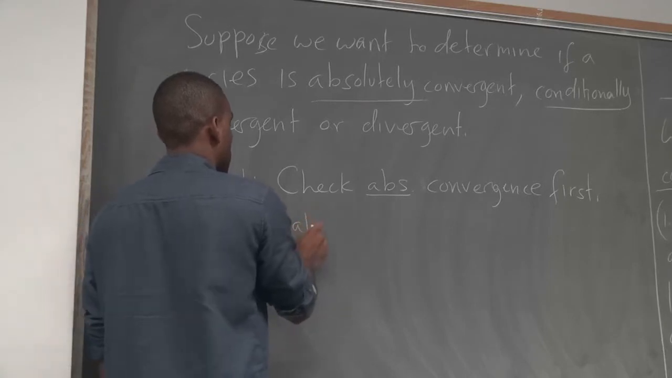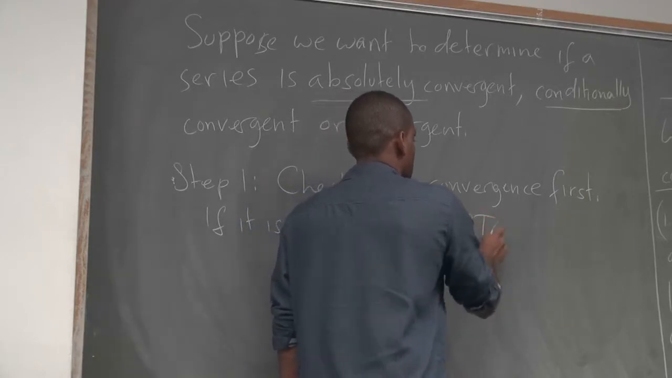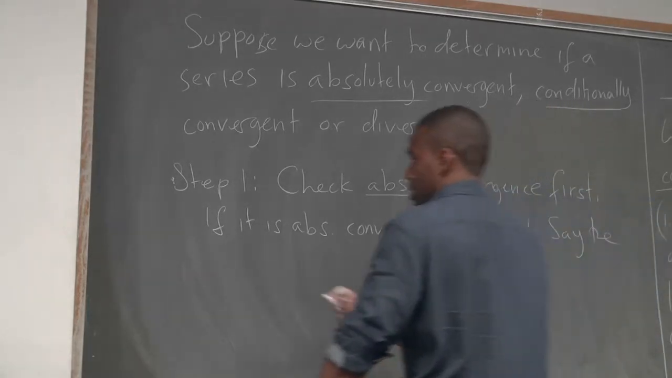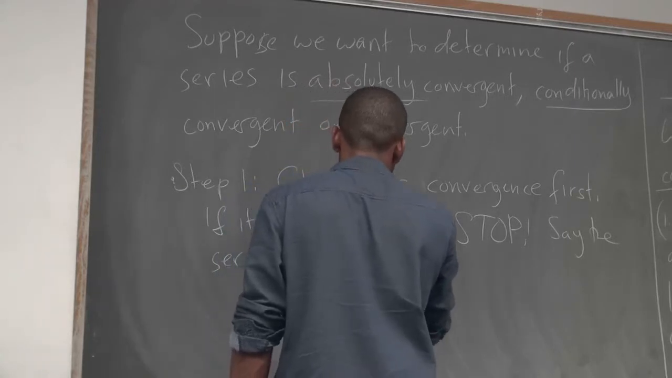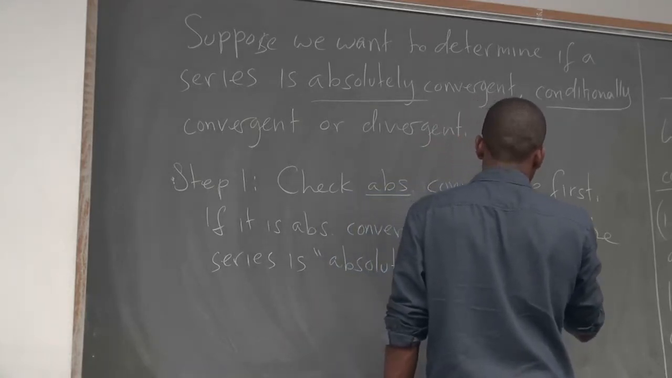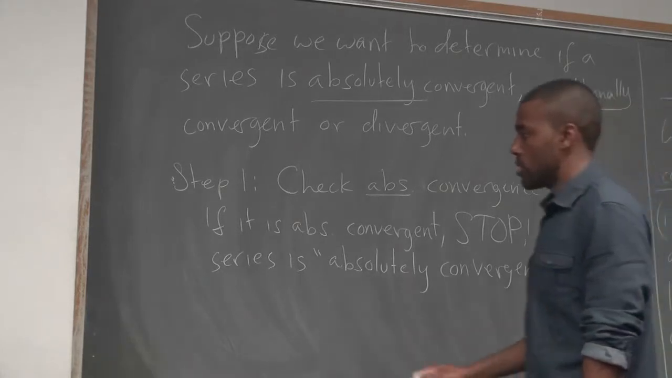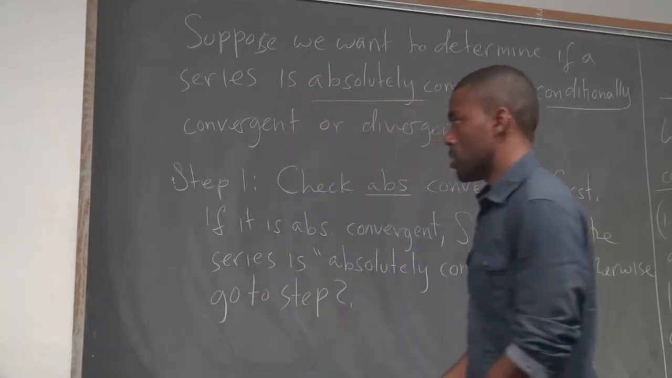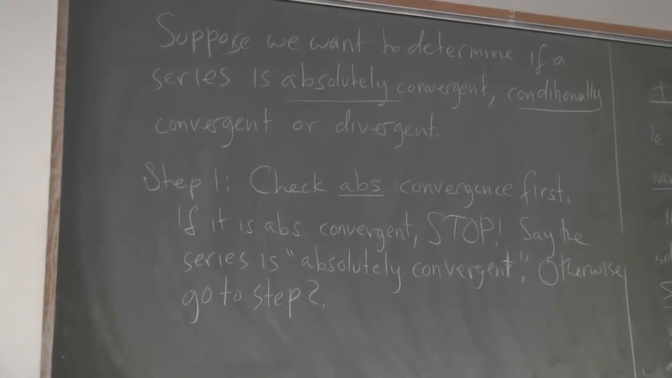If it is absolutely convergent, stop. Don't do anything else. Say the series is absolutely convergent. Otherwise, go to step two. So step one, check absolute convergence. If it works, you don't have to do anything else. You just stop and say the series is absolutely convergent.